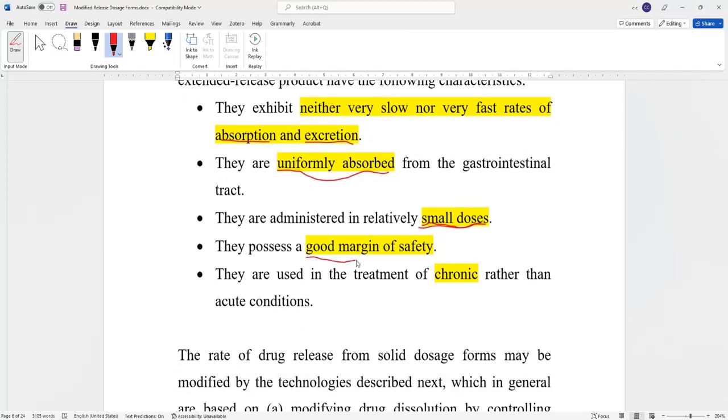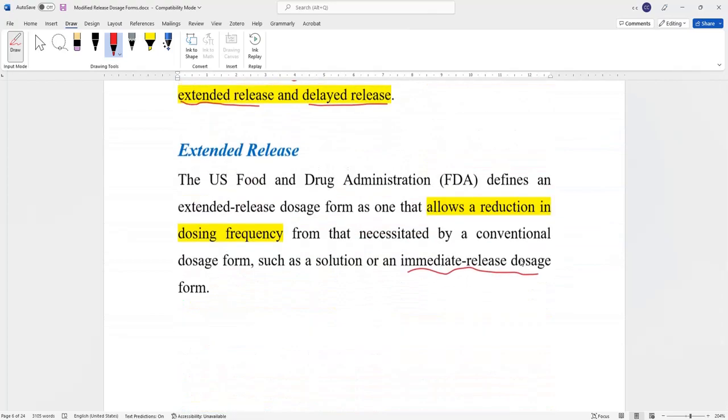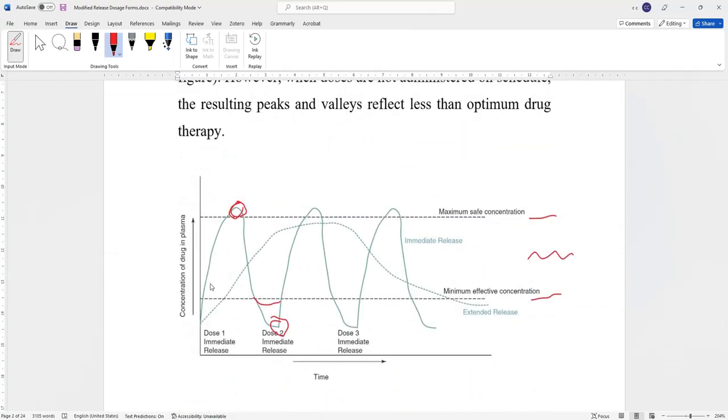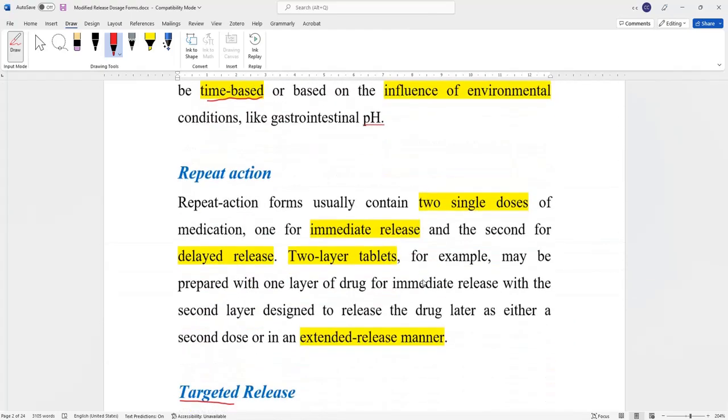Also, they should have a good margin of safety. Remember the graph that I showed you earlier? Okay, if we go back. This is the safety margin, the difference between the maximum safe concentration and the minimum effective concentration. So this should be wide. So if there is any failure in the technology, it will not cause a big problem.